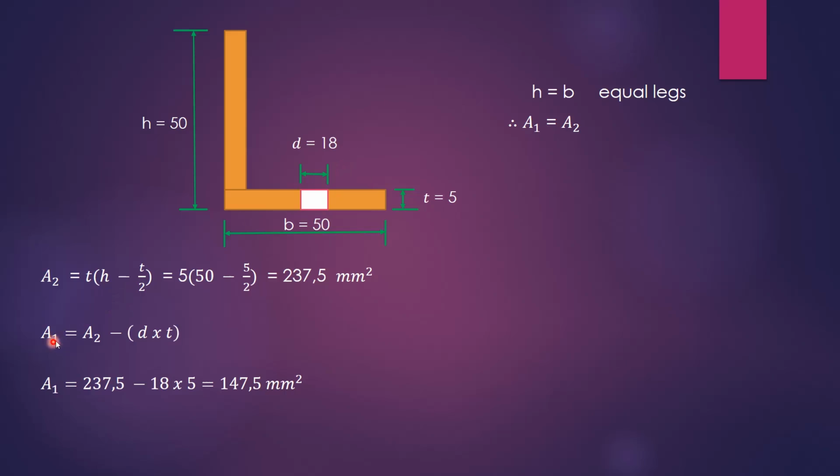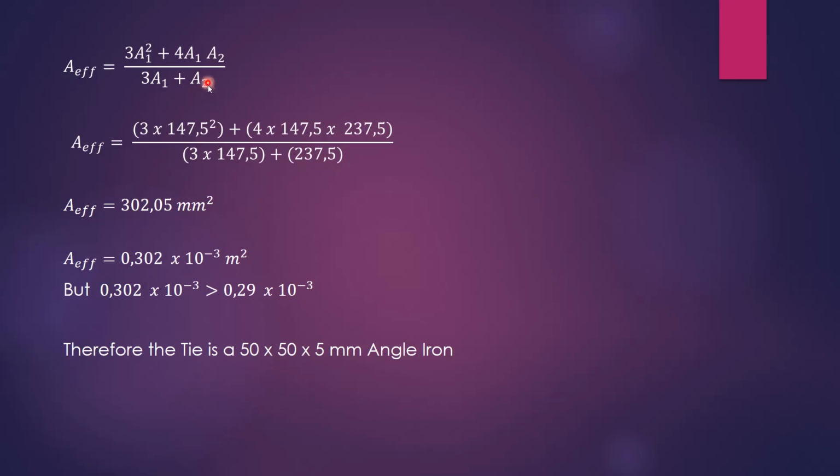Okay, so now here's our formula, and we say area 1 is equal to 237.5, but we have to subtract 18 times 5, which gives 147.5 millimeters squared. Then now we have our areas. We take those areas to our original equation. We've got area 1 squared divided by 3 plus 4 area 1 times area 2. Don't forget to square area 1. And then all over 3 divided by area 1 plus area 2.